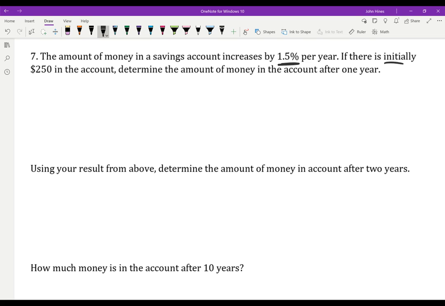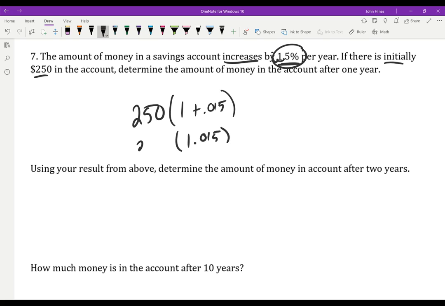So initially, there's $250, and it's growing. It's increasing by 1.5%. So I'm going to do 1 plus 0.015. I move the decimal twice, I divide it by 100. So that's my multiplier. My multiplier here is 1.015. What do I get? I get 253.75.